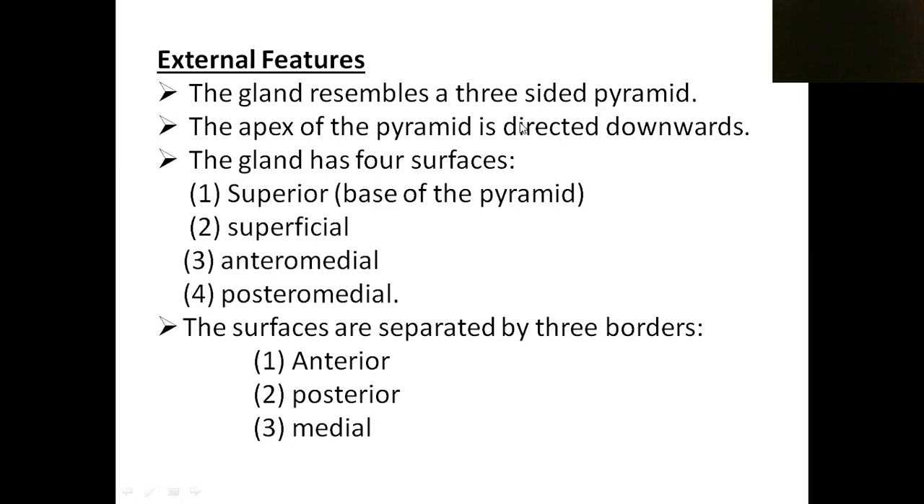Inverted three-sided pyramid. A three-sided pyramid means it has one apex, then three surfaces, not four. It has three surfaces, excluding the base. If you include the base as a surface, then it has four surfaces. So what are the three surfaces? Superficial surface, anteromedial surface, and posteromedial surface. Those are the three surfaces. The base is the superior surface. So it has one apex and one base, then three surfaces: superficial, anteromedial, and posteromedial.